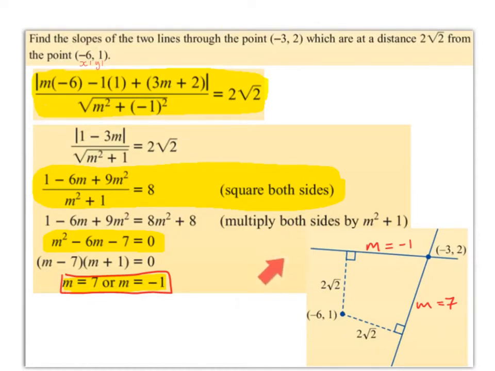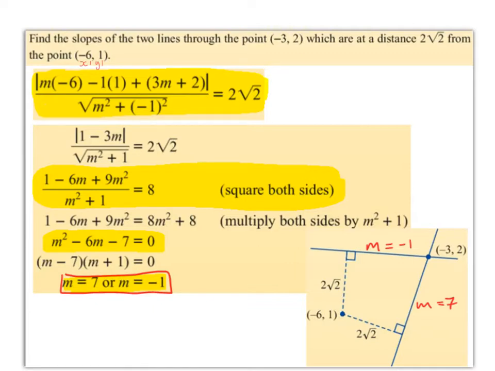Now we have a surd on the right hand side. We have 2 root 2. So to get rid of that, we're going to square both sides. So squaring the left hand side, 1 minus 3m squared will end up giving us 1 minus 6m plus 9m squared. And the square root of m squared plus 1 will give us m squared plus 1. So basically the squared and the square root just cancel out.